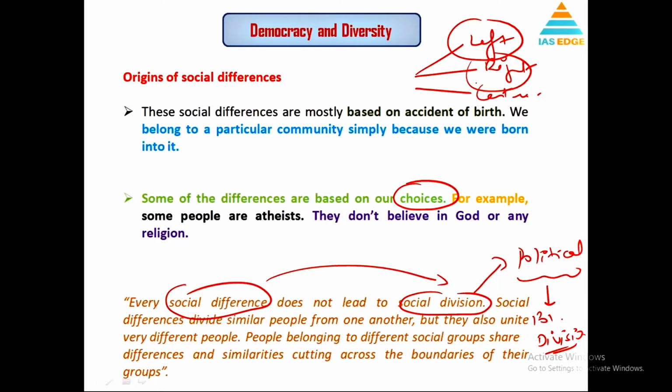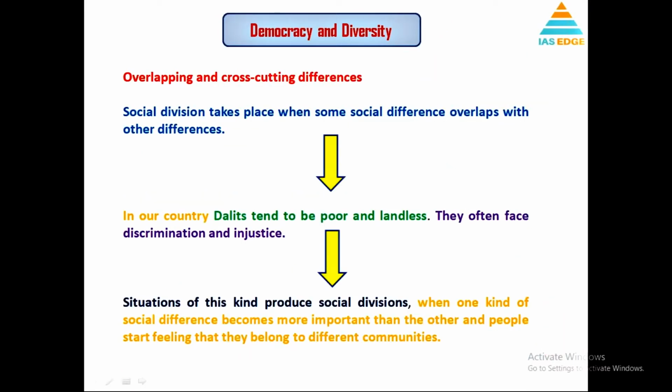Many people might not align with anybody. They just look at whose policies are better, whose leader is better, and they might go and vote. Again, it depends on how you decide. So people belonging to different social groups have differences as well as similarities across the boundaries. Many a times we cannot define the social boundary, but mostly it is there. Many a times there is overlapping.